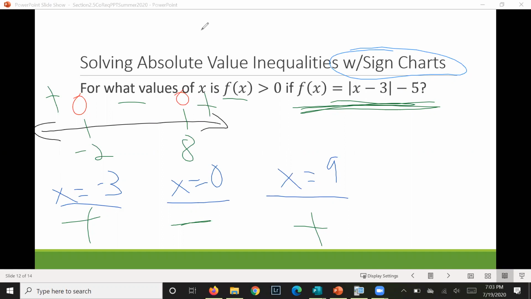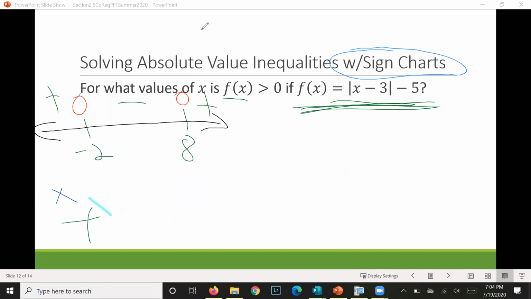Now we've got our sign chart set up. It tells us that for this function f of x, for all values less than negative 2, the function is positive. At negative 2, the function is equal to 0. Between negative 2 and 8, it's negative. At 8, it's equal to 0. And then for values of x bigger than 8, the function is positive. So what does that tell us about how to solve this inequality we've been given, that f of x is greater than 0?